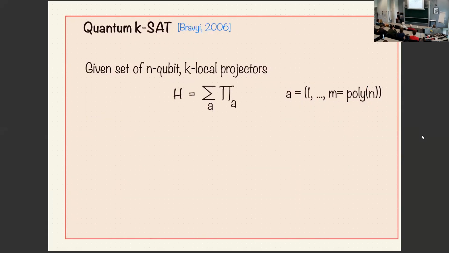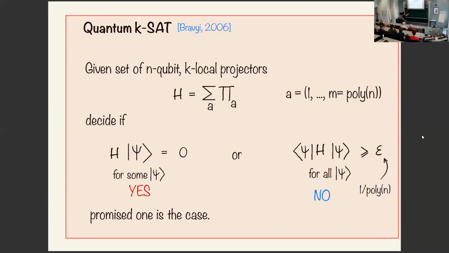So quantum k-SAT was defined by Bravyi in 2006 as the quantum analog of k-SAT. Here you're given a bunch of projectors Pi_A. You form this Hamiltonian, which is the sum over all projectors. These projectors act on n qubits, they're k-local, and the number of projectors that you're given is polynomial in n. And you ask the question, is there a state that satisfies all the projectors?